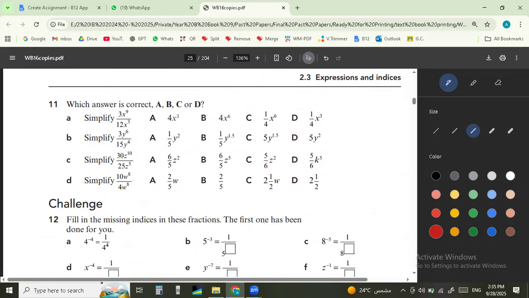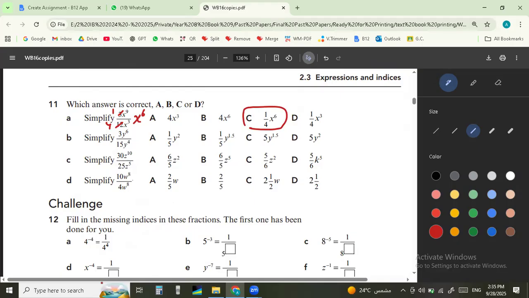Next one, simplify. You're going to find this divided by 3. Simplify the coefficients first. The 3 over 12 simplified, divided by 3 is 1, divided by 3 is 4. You have 1 over 4. But 1 over 4 and x to the power of 9 over x to the power of 3, minus the indices, x to the power of 6. You have a quarter x to the power of 6, or you can say x to the power of 6 over 4. Order x to the power of 6 is here.